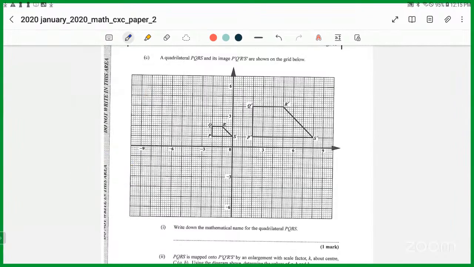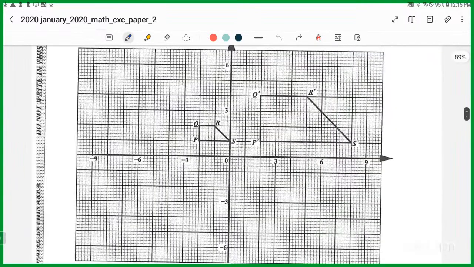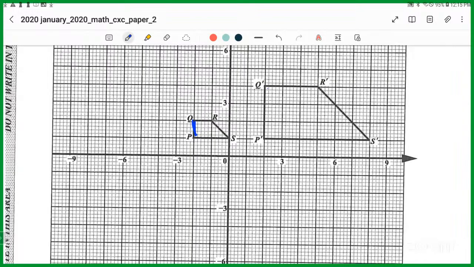This is January 2020. It says the quadrilateral PQRS and its image P prime, Q prime, R, S are shown on the grid. It's clearly an enlargement. It's a positive scale factor, right? And the scale factor is a value greater than 1 because the shape gets bigger. What about that scale factor? Easy. This side here is 1 unit. That's grown to 3 units. That's a multiple of 3. So k equals 3 already.